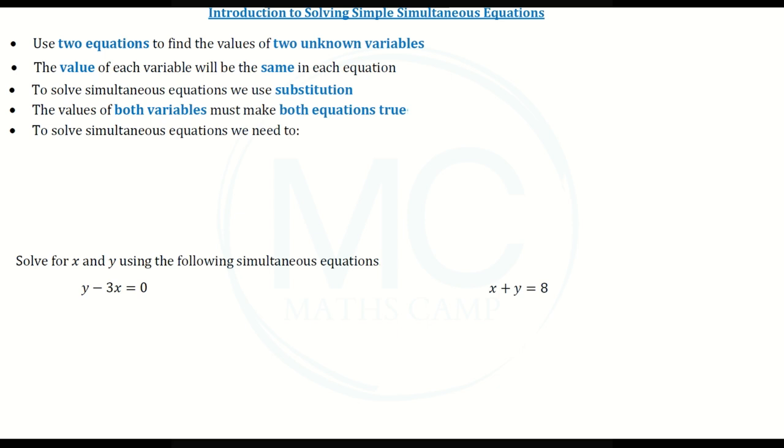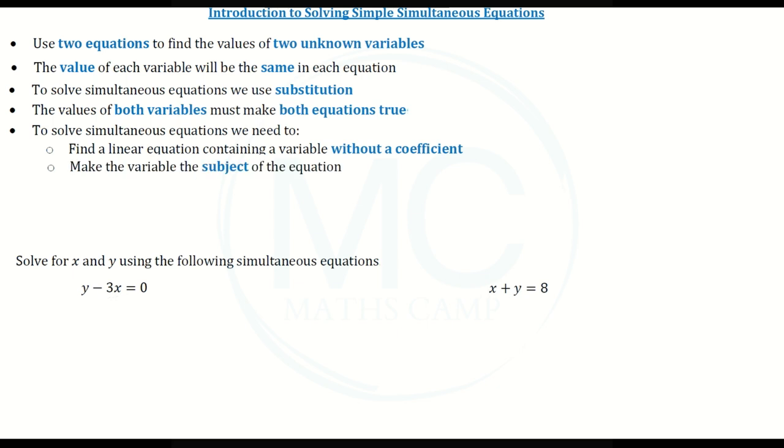The first step is to find an equation that contains a variable without a coefficient. Here we have a y, here we have an x, and here we have a y. So I'm going to use this equation over here, y minus 3x. Let's make y the subject of this equation. So I can say y is equal to, let's move the negative 3x across, and we get y equal to 3x. If you are not sure of how to do this, please go and watch our videos on literal equations.